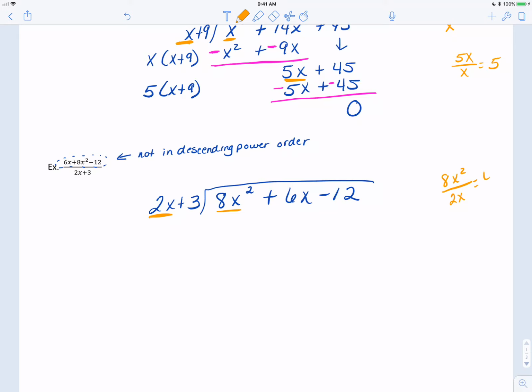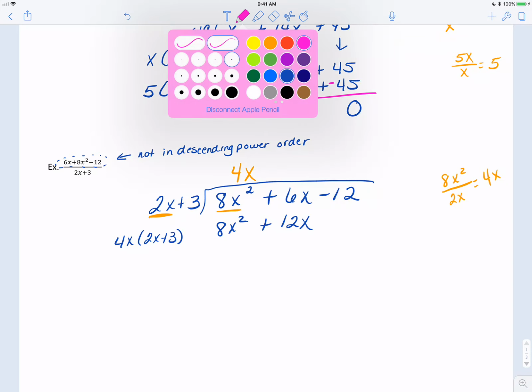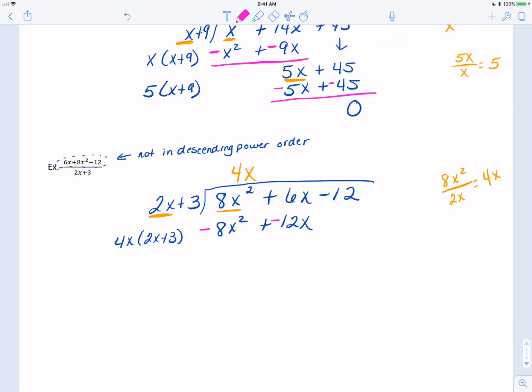8 divided by 2 is 4. X squared divided by the x is x. So we're going to need to multiply that by 4x. So we get 4x times the 2x plus 3. That gives us 8x squared plus 12x. And we change our signs before we draw our line.